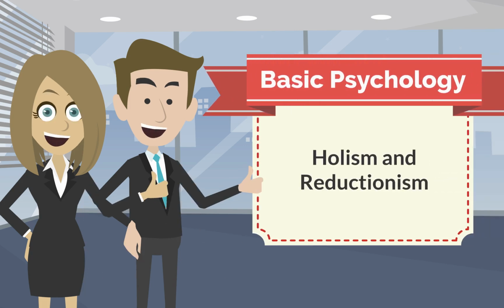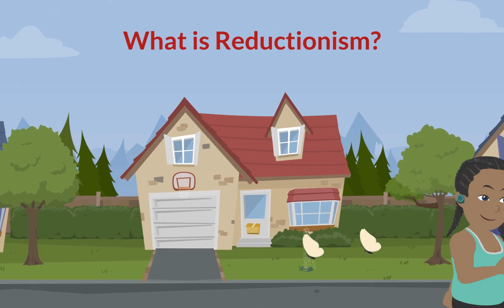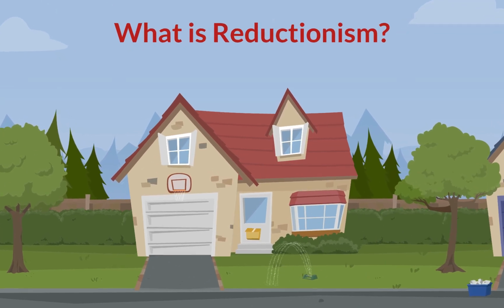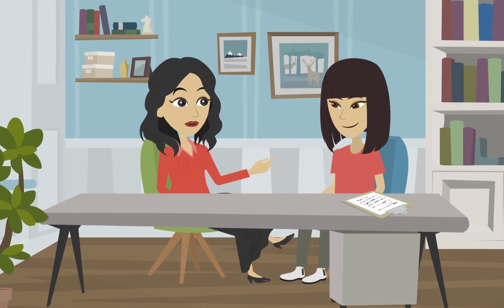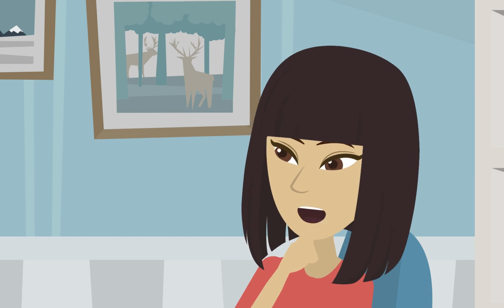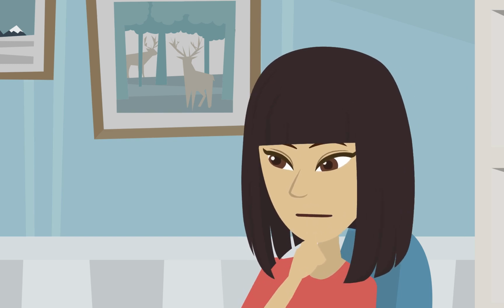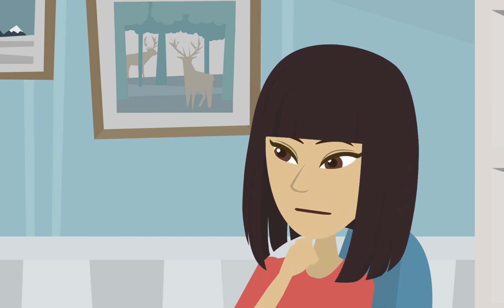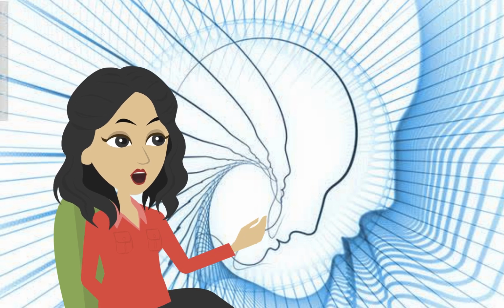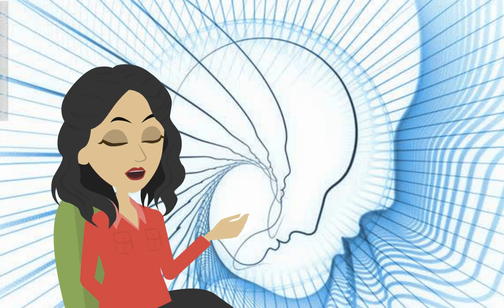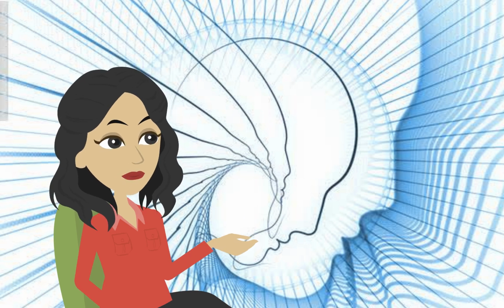Basic psychology. Holism and reductionism. What is reductionism? Do you know what reductionism is in psychology? No, I'm not familiar with that term. Can you explain it to me? Reductionism is the idea of breaking down complex phenomena into simpler, more fundamental components.